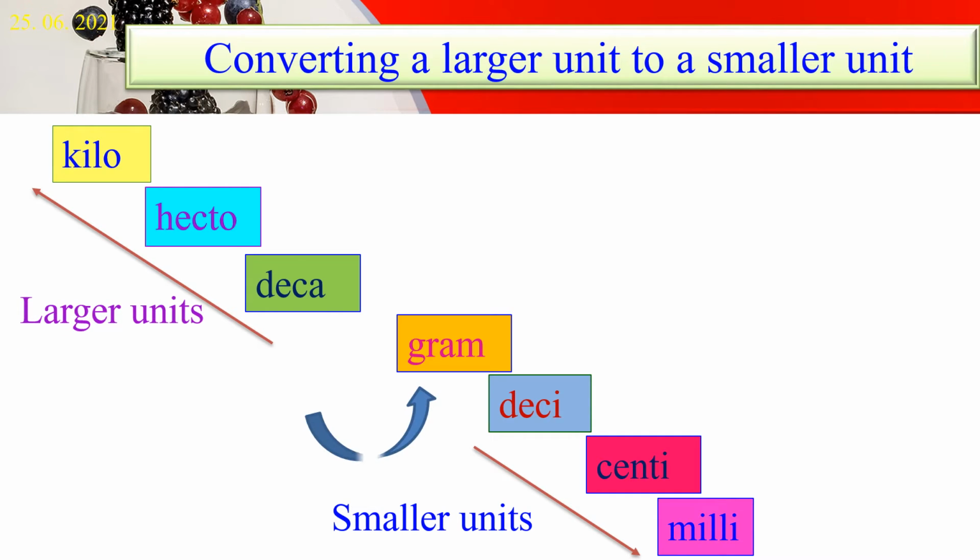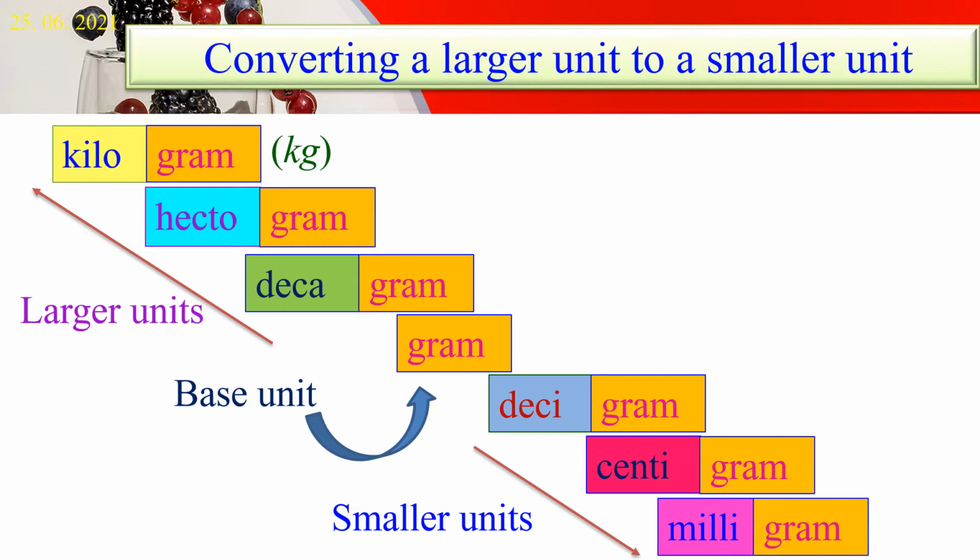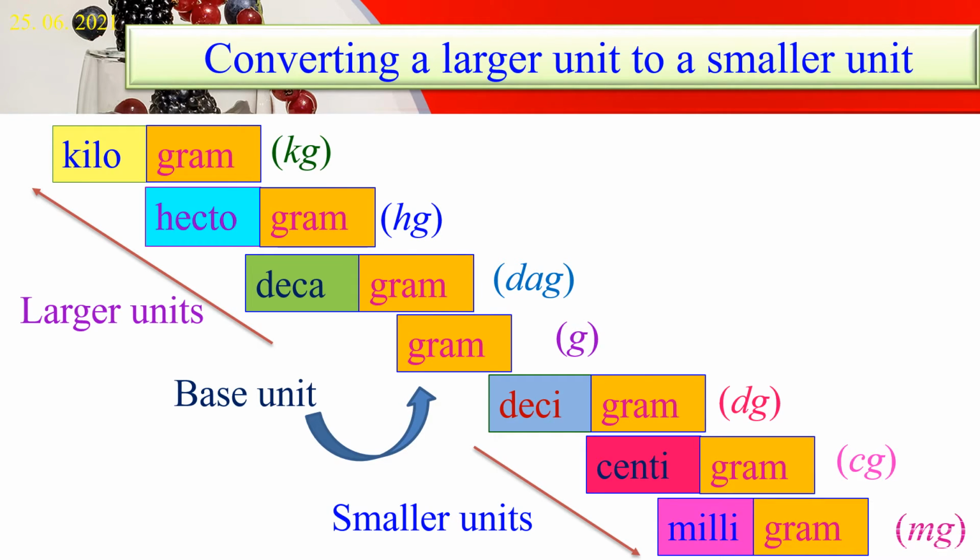Now, gram is the basic unit. Now, let us suffix gram with all the units here. Kilogram, hectogram, decagram, decigram, centigram, milligram. Now, we know that we can shortly write kilogram as kg. Small letters should be used. Likewise, hectogram is hg, decagram is dag, gram is g, decigram can be written as dg, centigram as cg, and milligram as mg.